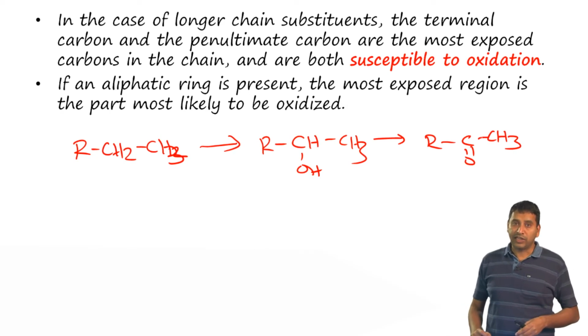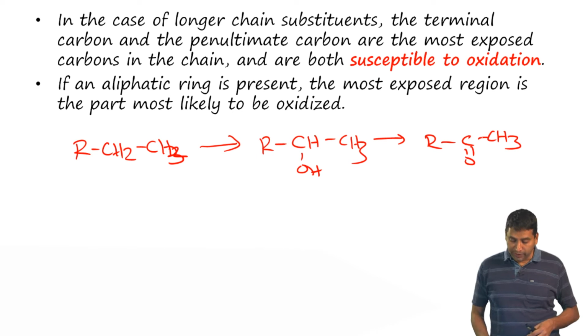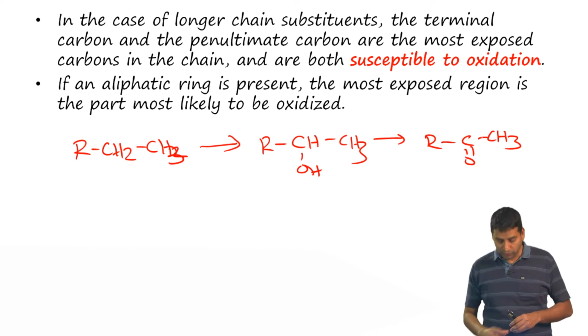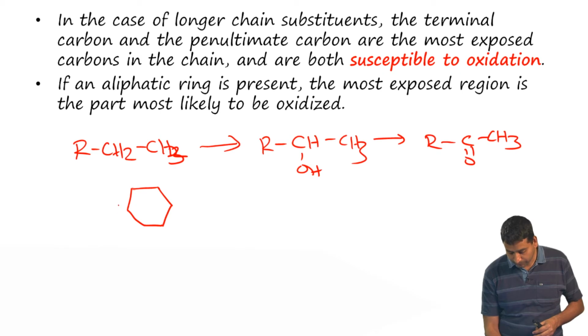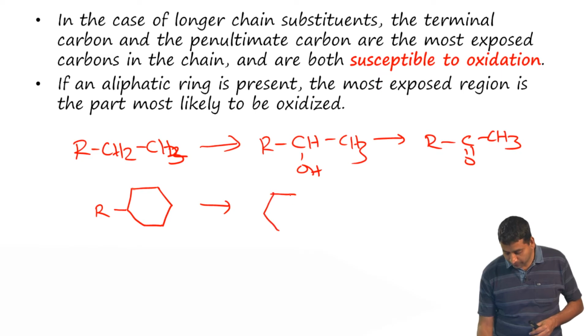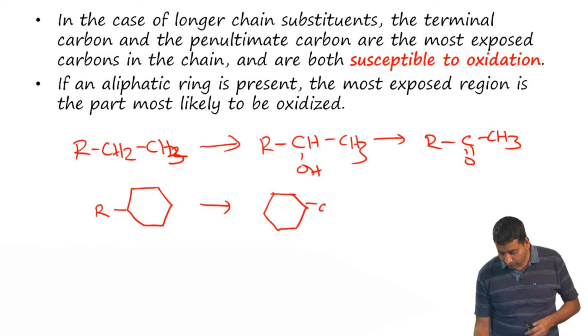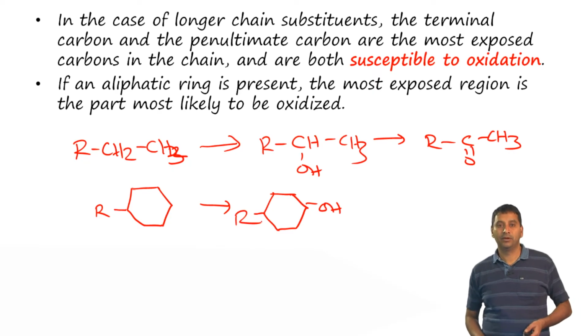In a cyclic system such as an aliphatic ring, the most exposed region is more likely to be oxidized. So, if you have an example of a cyclohexane ring as shown here, it can undergo oxidation to the corresponding alcohol. Okay.